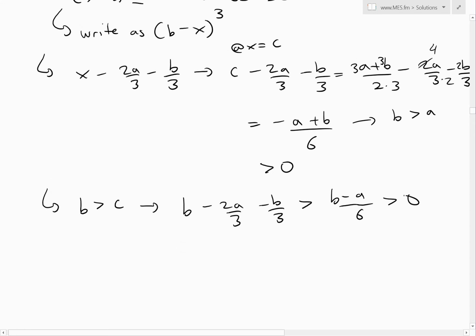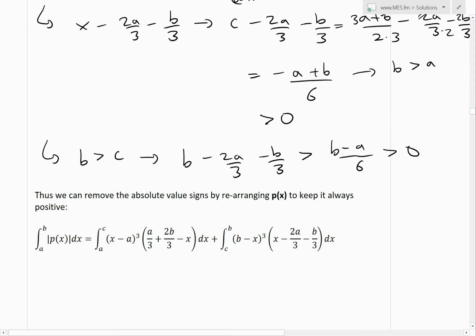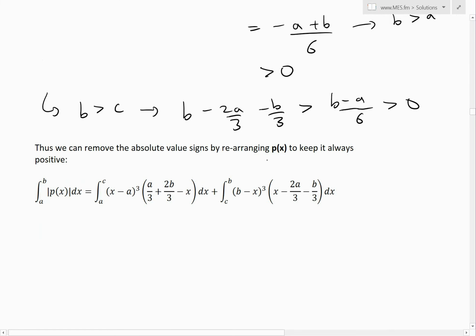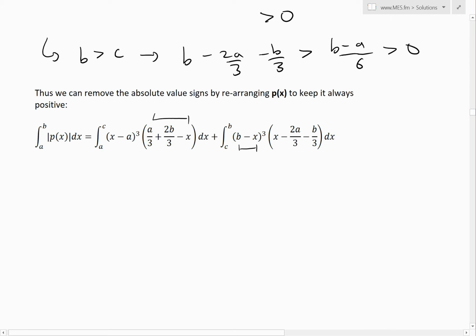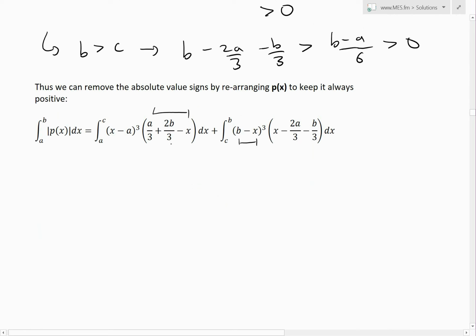So what that means is, we could remove the absolute value signs by rearranging p of x to keep it always positive. So from the integral from a to b, x minus a is always positive, but now we've switched these parts around. This has been switched, and this has remained constant for this range. So we switch around just so we can get rid of the absolute value sign. And when we switch this, we're not changing any value. All we're doing is changing the sign of it. We're not changing the absolute value of it. We're just ensuring that it's always positive.